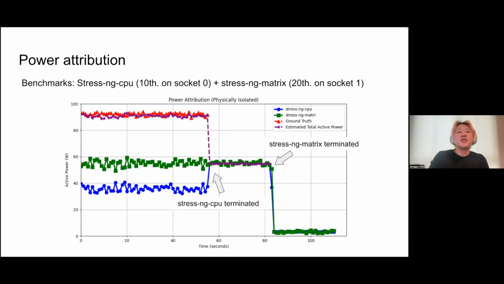And regarding attribution, since we don't have ground truth for individual applications' power, we indirectly verify the accuracy of attribution by terminating the CPU workload and seeing if the power consumption of the other application continues the same. After terminating the CPU workload, our tool continues to estimate the power of the matrix workload with less than 2% errors. This shows that our tool can also be used to predict power changes in advance, before we actually terminate or change some applications, when the applications are physically isolated.